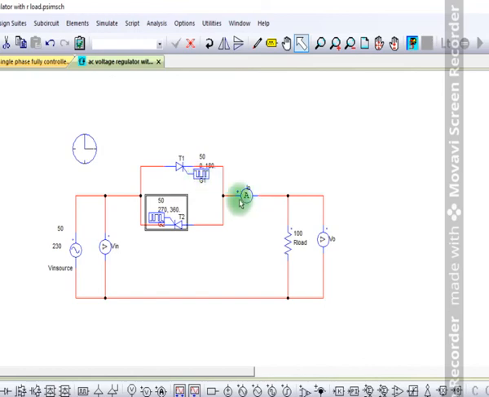So this is about the AC voltage regulator with the resistance as a load. Okay, thank you very much.